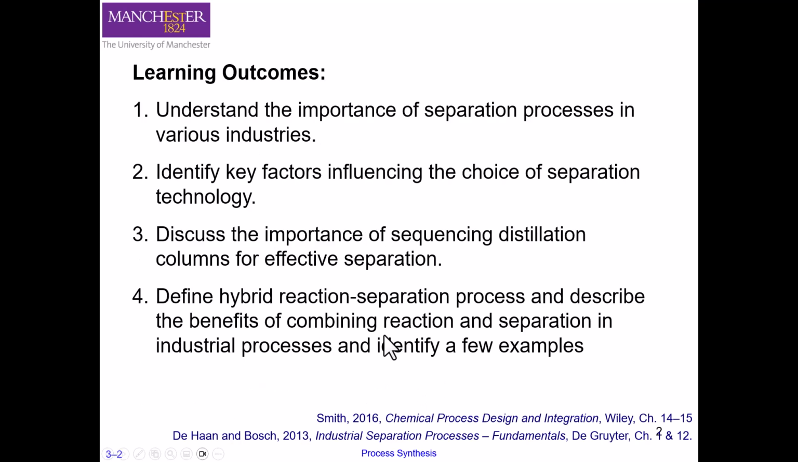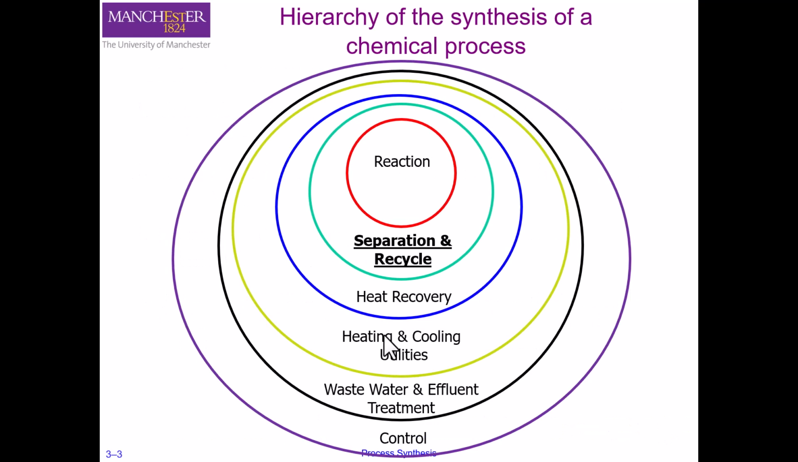In this chapter, we will look at why separation is important and what are some of the key factors that we consider when we are selecting a separation technology. We will talk in detail about distillation column sequencing and what are the considerations for selection there. And finally, very briefly, we will talk about some of the hybrid reaction separation systems and just a couple of examples of that technology.